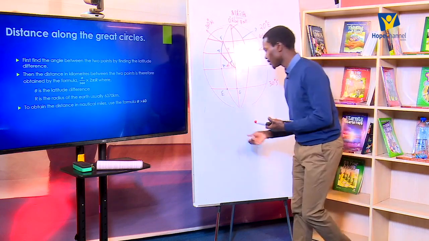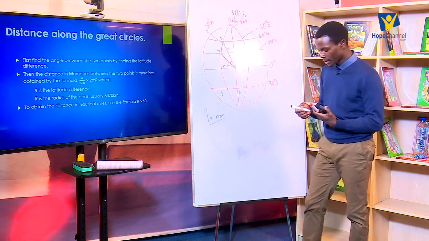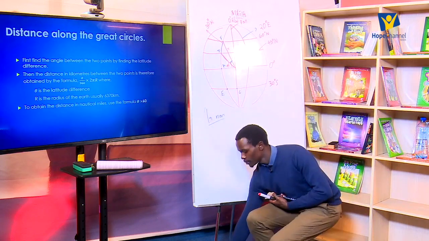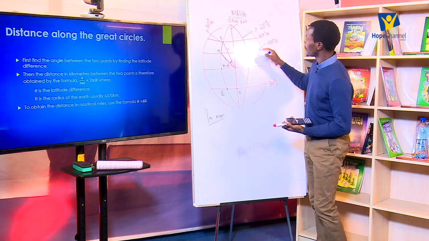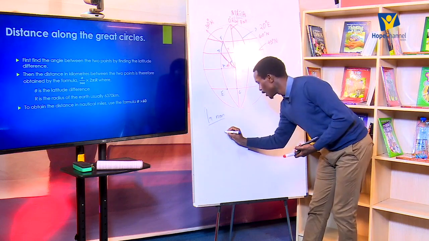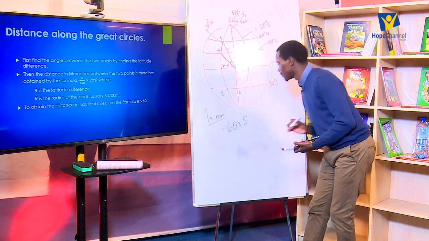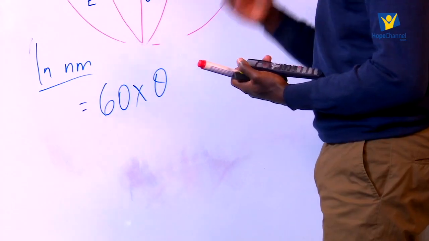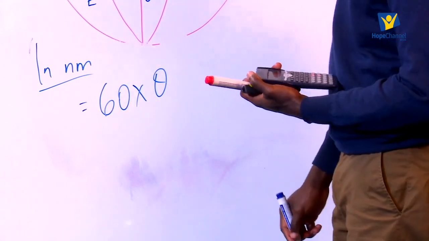In nautical miles, what you will do first is get the latitude difference, which we have already obtained. Which we have as 60 minus 45, which gives us 15. After getting that, you're using the formula 60 multiplied by theta. This is the formula for calculating the distance in nautical miles.